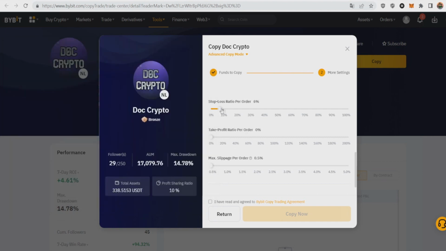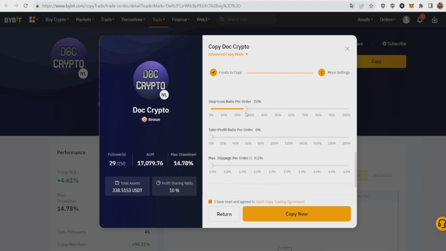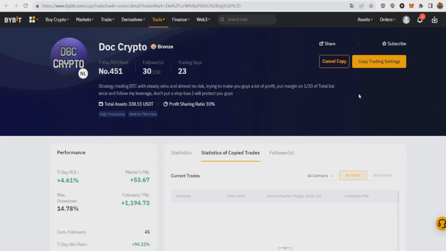This is based on a lot of research. We have got 100 plus people in the community. We've been doing this for months and these seemed the best settings. So after you put your 5x leverage, for example, and 35% stop loss per order, all you gotta do next is just copy now. This is how easy it is, guys.